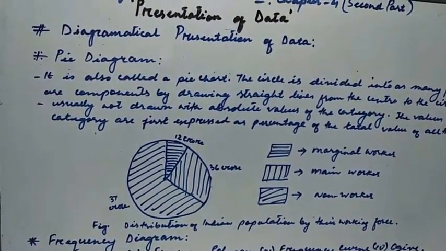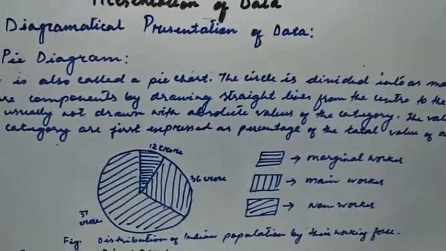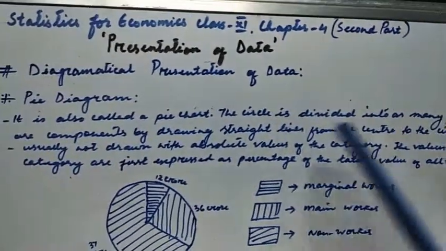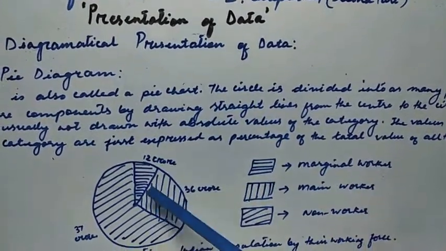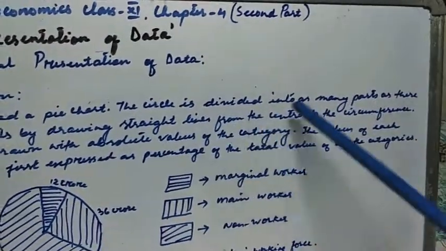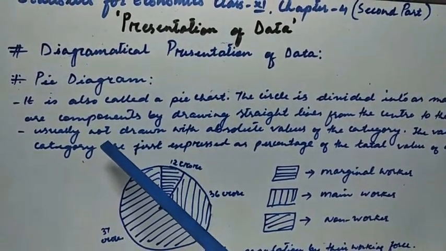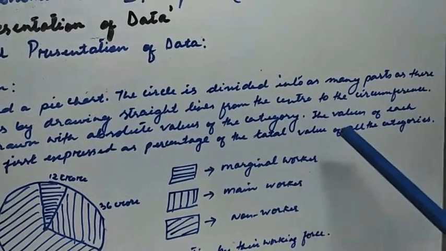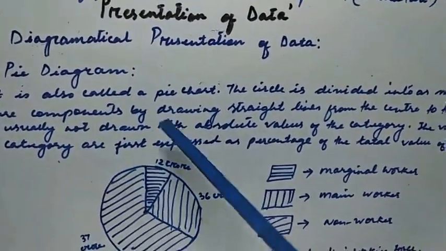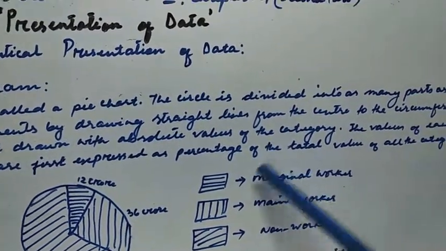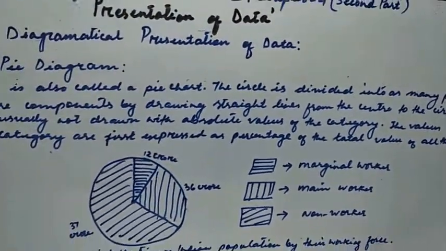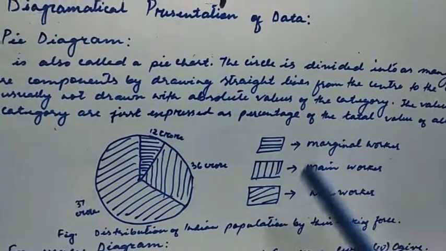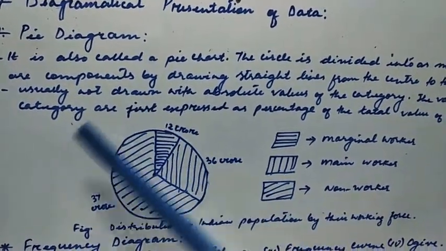So pie diagram is also called pie chart. The circle is divided into as many parts as there are components by drawing straight lines from the center to the circumference of the circle. Usually this pie diagram is not drawn with absolute values of the category, but the values of each category are first expressed as a percentage of the total value of all the categories, and then presented in the circle or the pie chart.